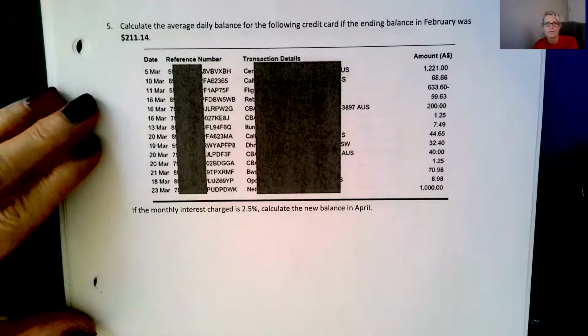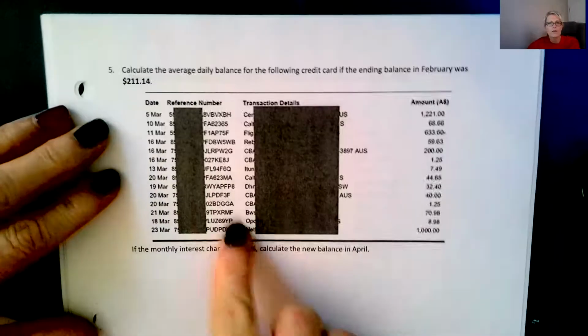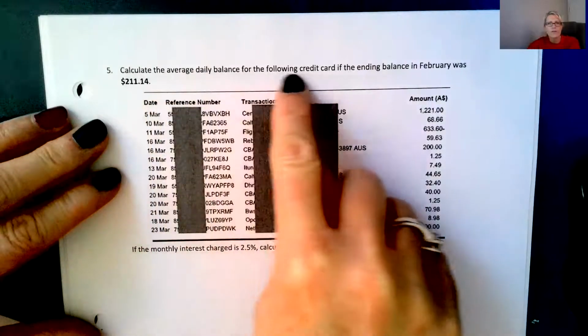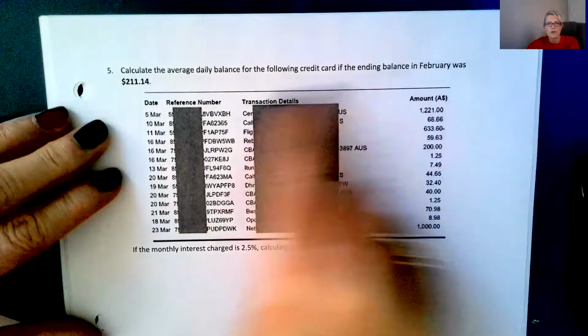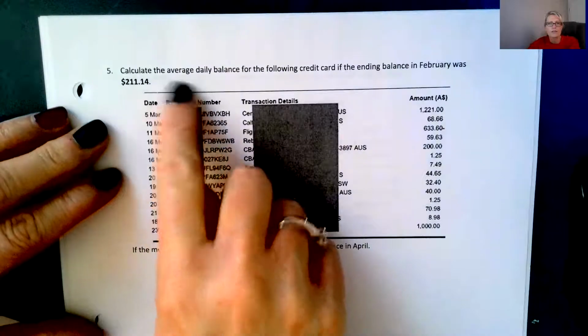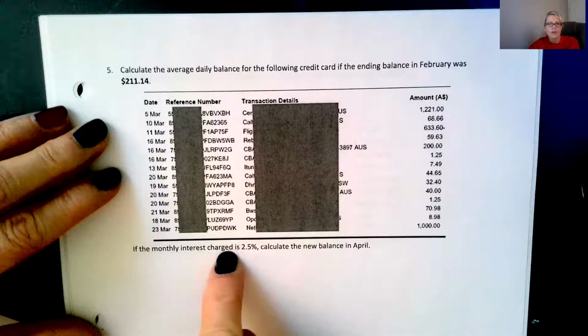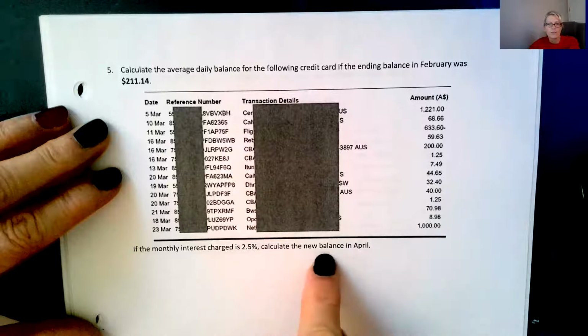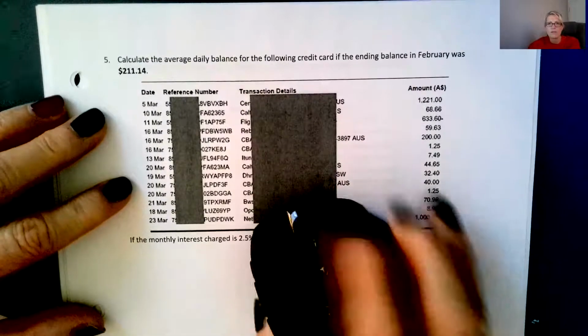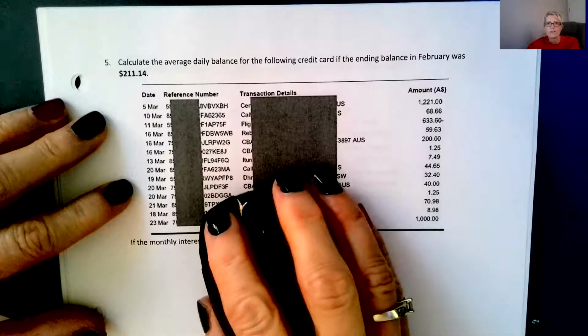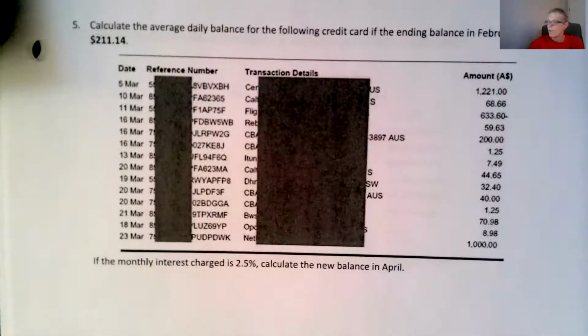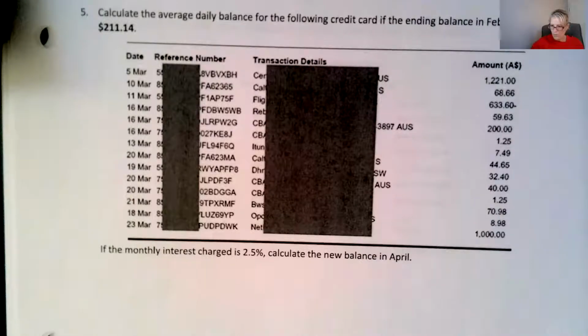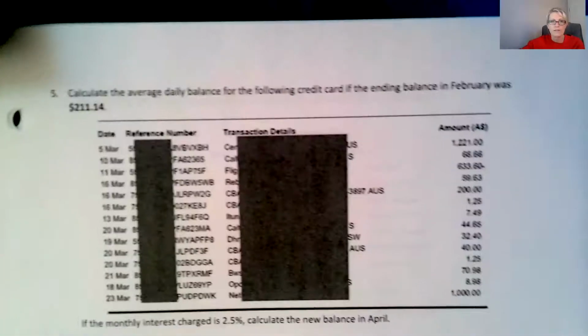Okay. So if you flip the page to question number 5, let's see. I think maybe we can do this. Calculate the average daily balance for the following credit card if the ending balance in February was $211.14. If the monthly interest charge is 2.5%, calculate the new balance in April. Okay, so let's take a look here.